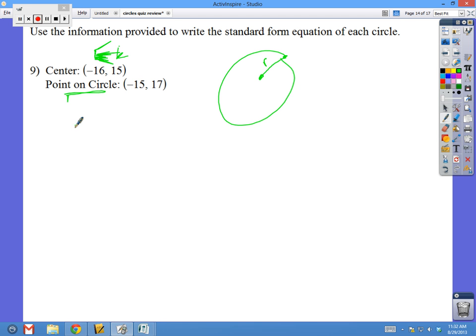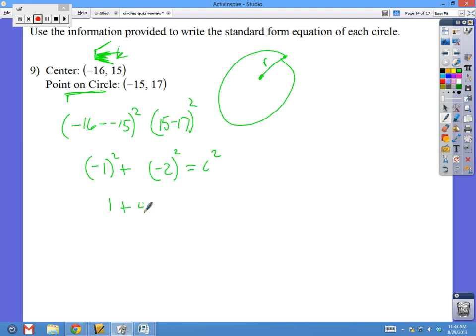So I subtract them. −16 minus −15. And I square it. That is (−1)² plus the distance between these two guys. So you subtract them. 15 minus 17, squared. That is (−2)² equals c². So (−1)² is 1. (−2)² is 4. So 5 equals c². C equals square root of 5. That's your r. So we got the center, we got the radius equals square root of 5.